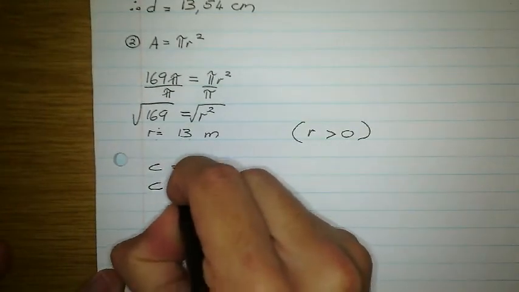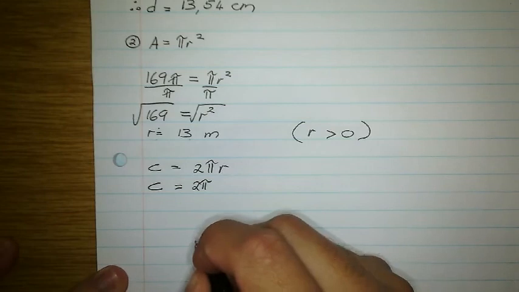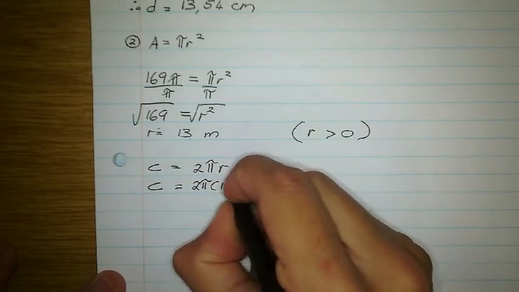So the circumference is then equal to 2 pi radius, and our radius was equal to 13.